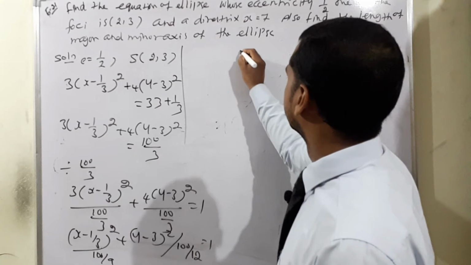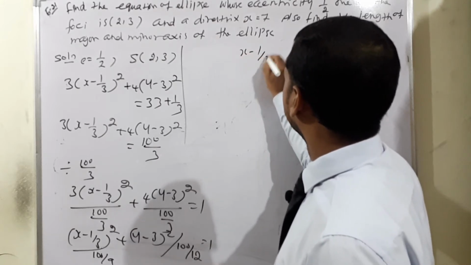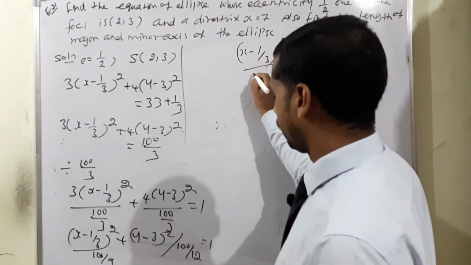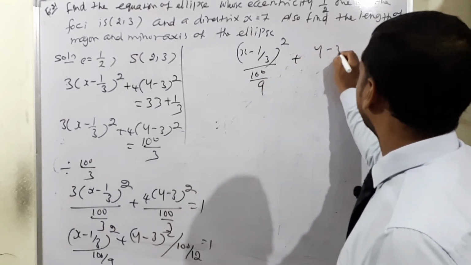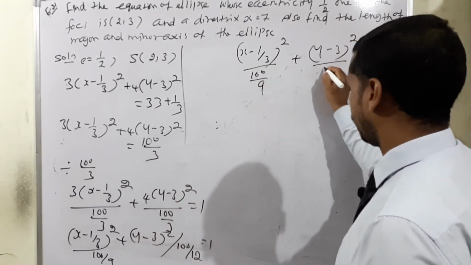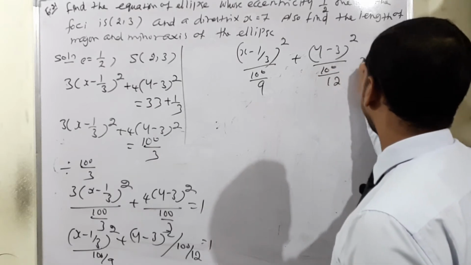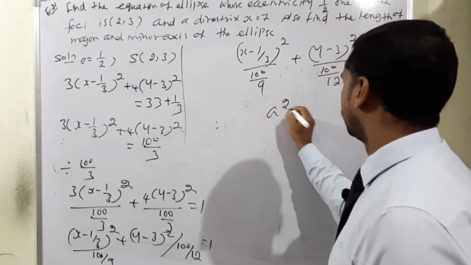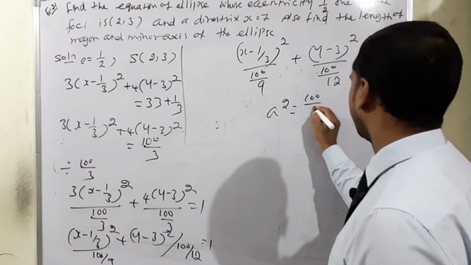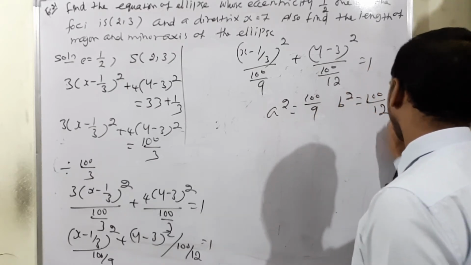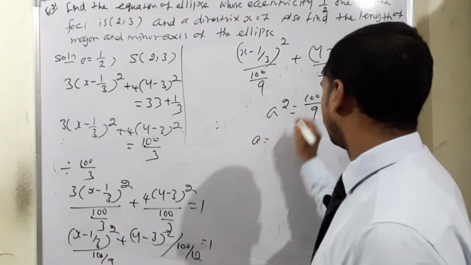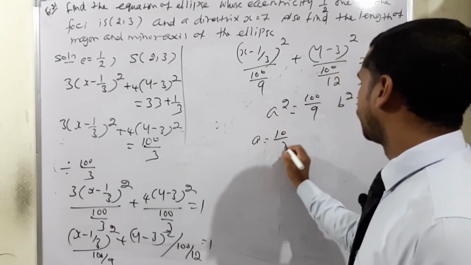x minus 1 by 3 the whole square divided by 100 by 9 plus (y minus 3) the whole square divided by 100 by 12 is equal to 1. Means we can write it a square is equal to 100 by 9, then b square is equal to 100 by 12. Therefore a is equal to square root of 100 by 9, means simply we can say 10 by 3.